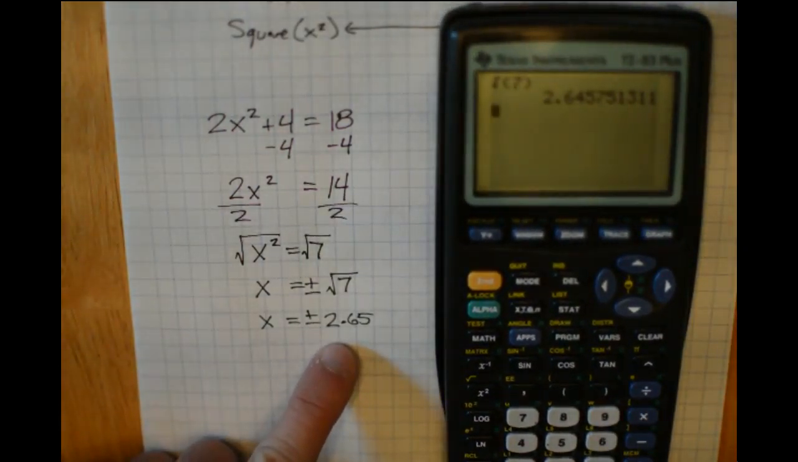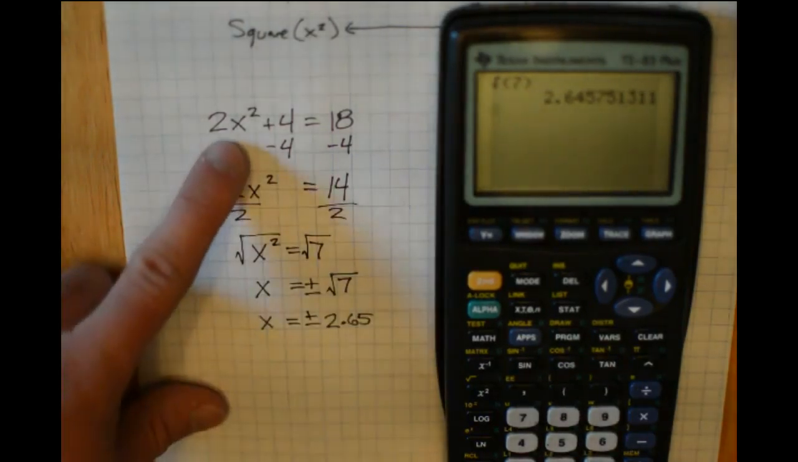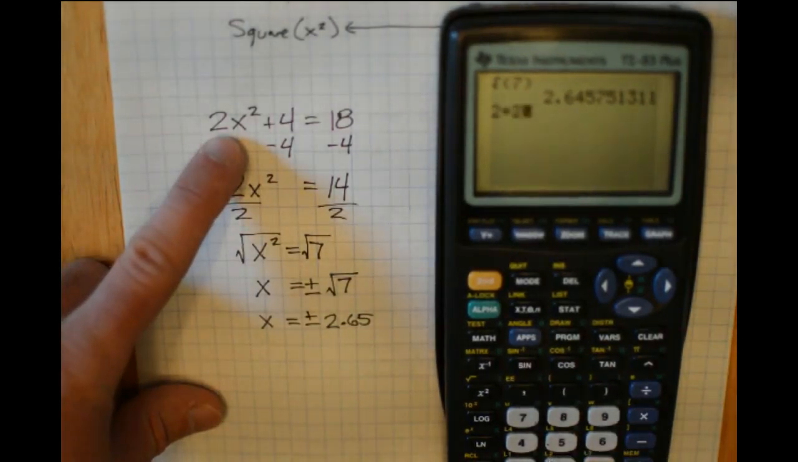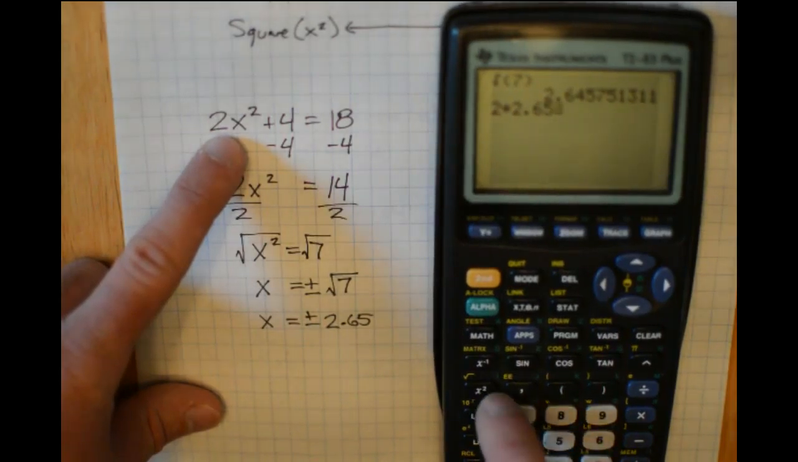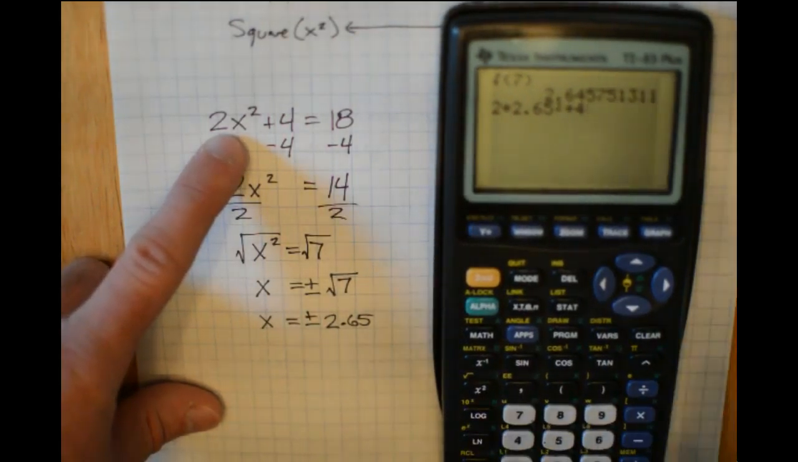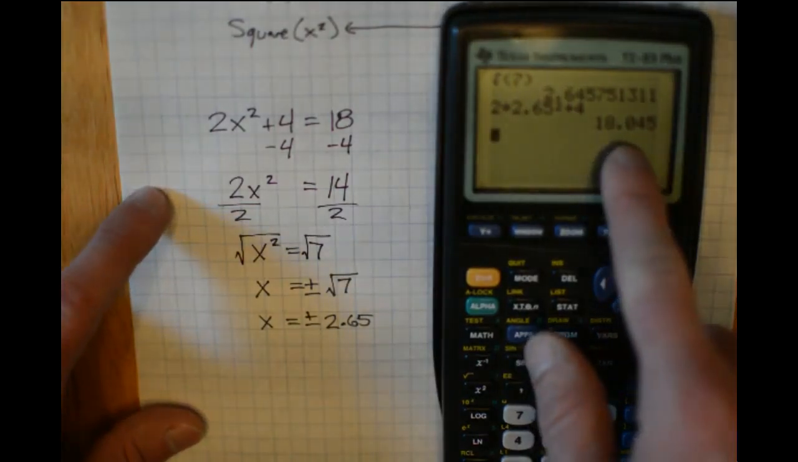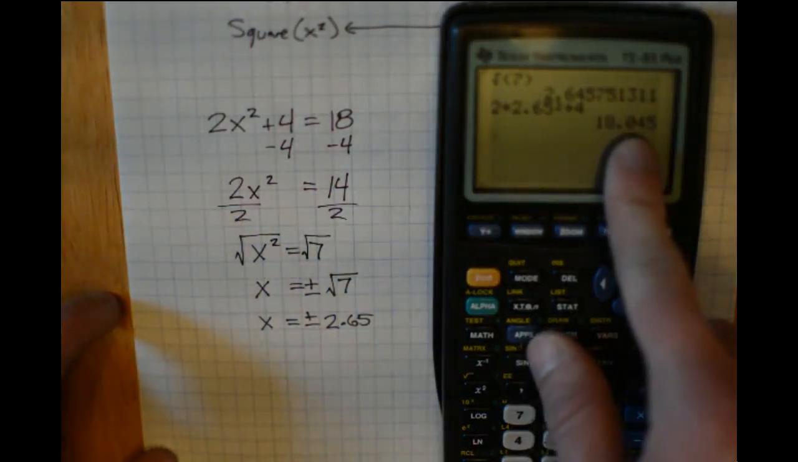I'm going to take that solution, which is rounded right now, so I might not get the exact thing, and plug that into here. So I have 2 times 2.65 squared plus 4. I should get just about 18. And I did. The only difference here is because of some rounding.